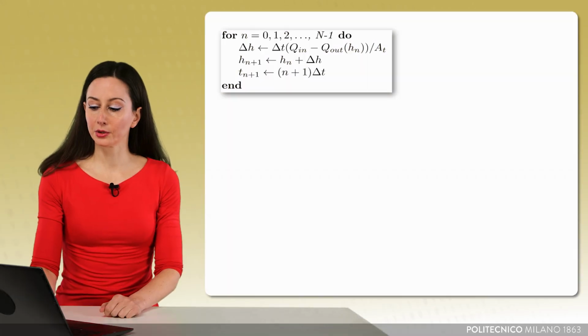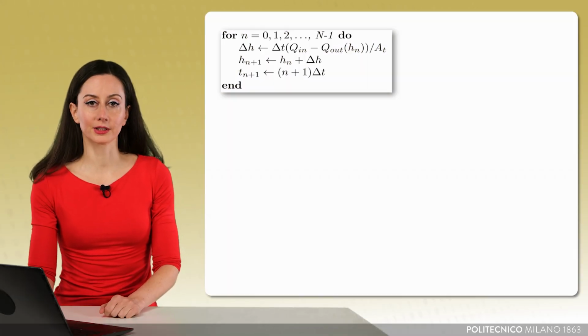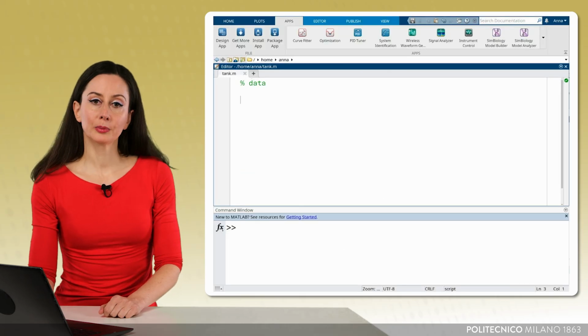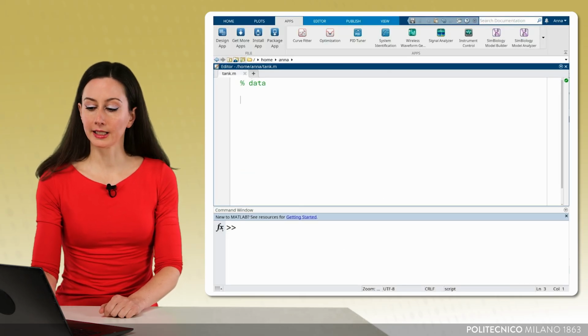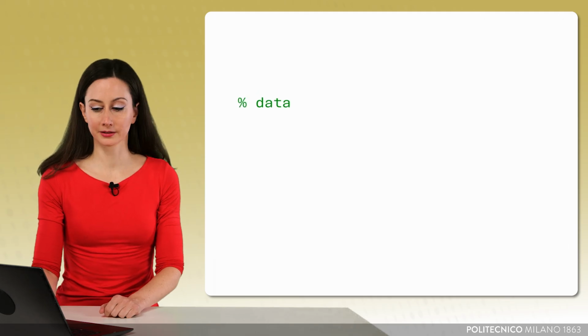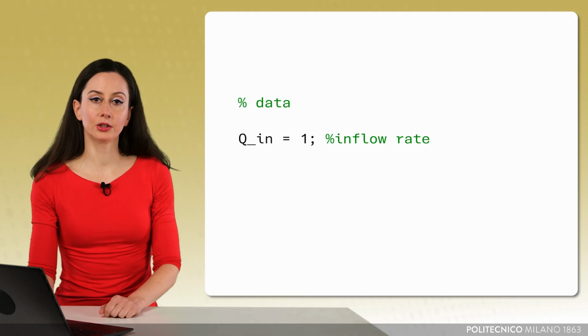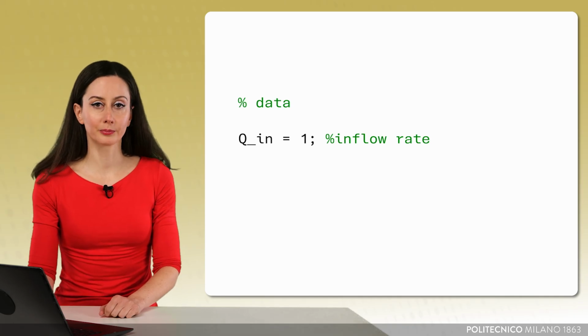Starting from this pseudocode, we are going to learn how to translate our algorithm into a MATLAB code. Let's open a new file in the editor, and let's begin by defining the data. Let us define our first variable, the inflow rate qin. We can set it to 1.